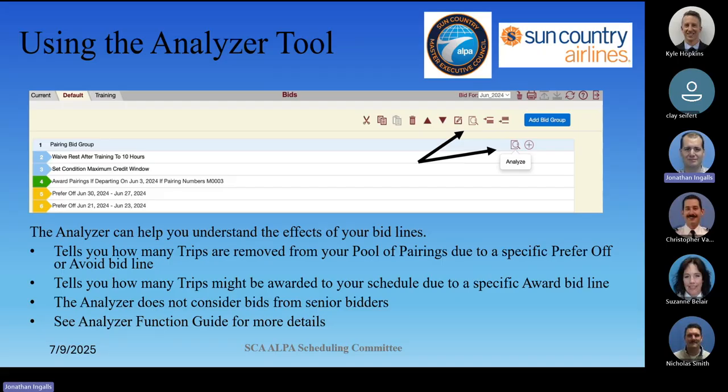Just because it says that there are 10 trips that meet your criteria, it doesn't mean you're going to get those 10 trips. If you are at the bottom of the seniority list and it says, congratulations, you only need 6 trips to complete your schedule and there's 6 trips here, you may have found yourself in denial mode coming up. But the analyzer tool, if used properly, is a really, really cool feature.